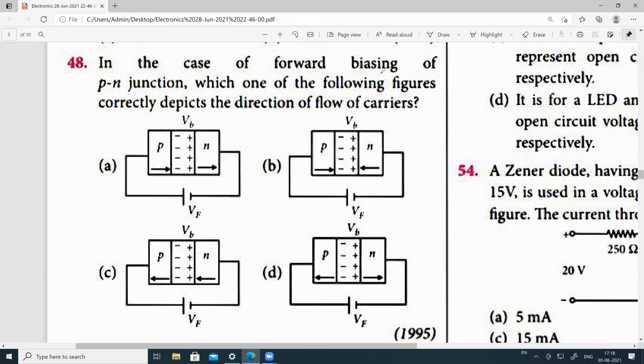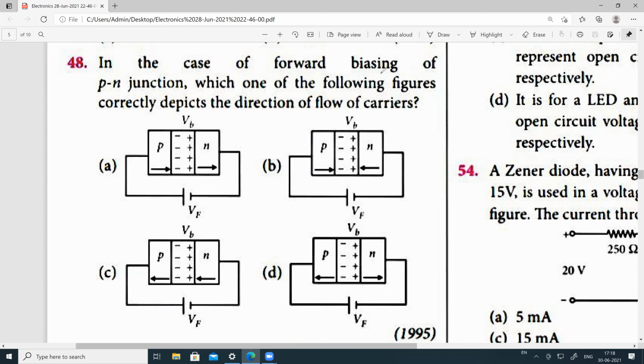In case of forward bias in PN junction, which one of the following figures correctly depicts the direction of flow of carriers? So just observe all the four diagrams.